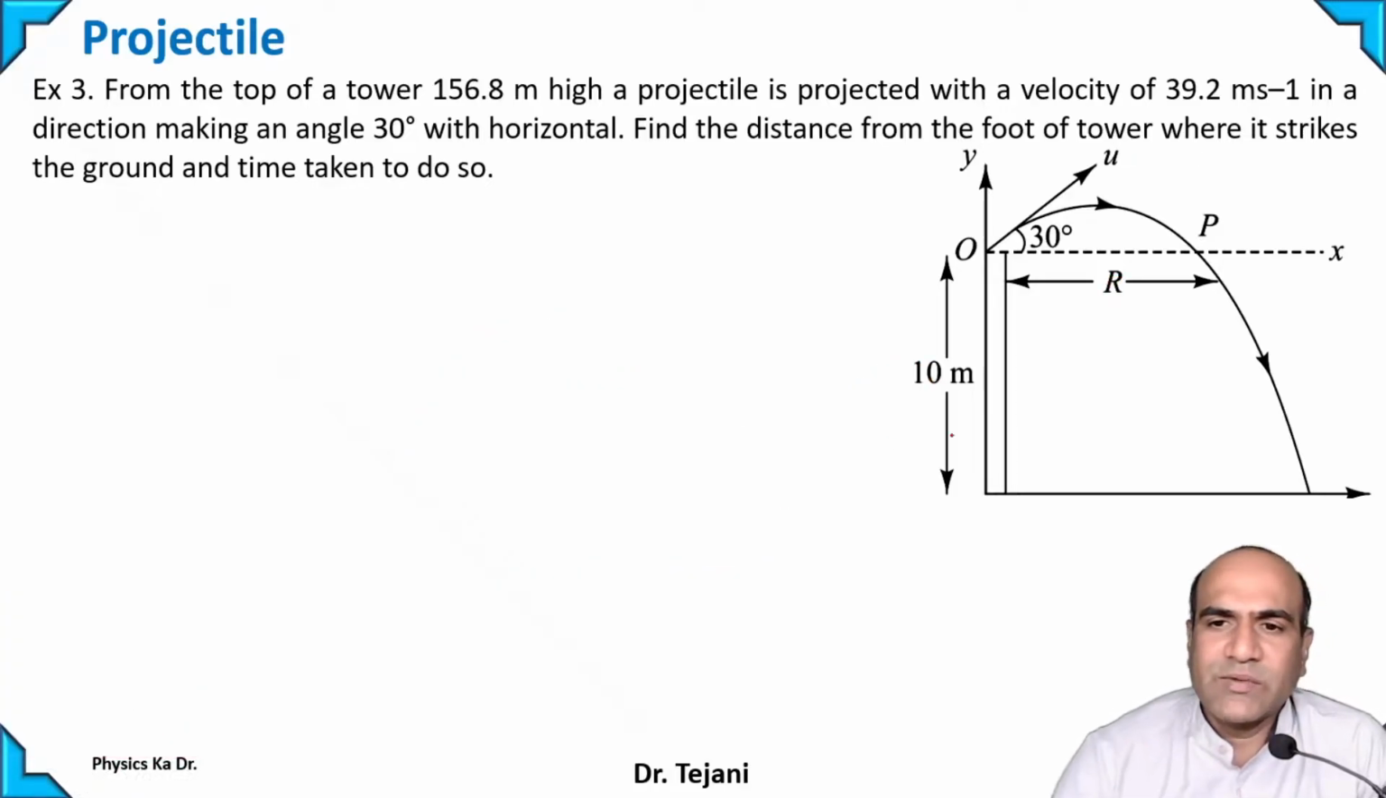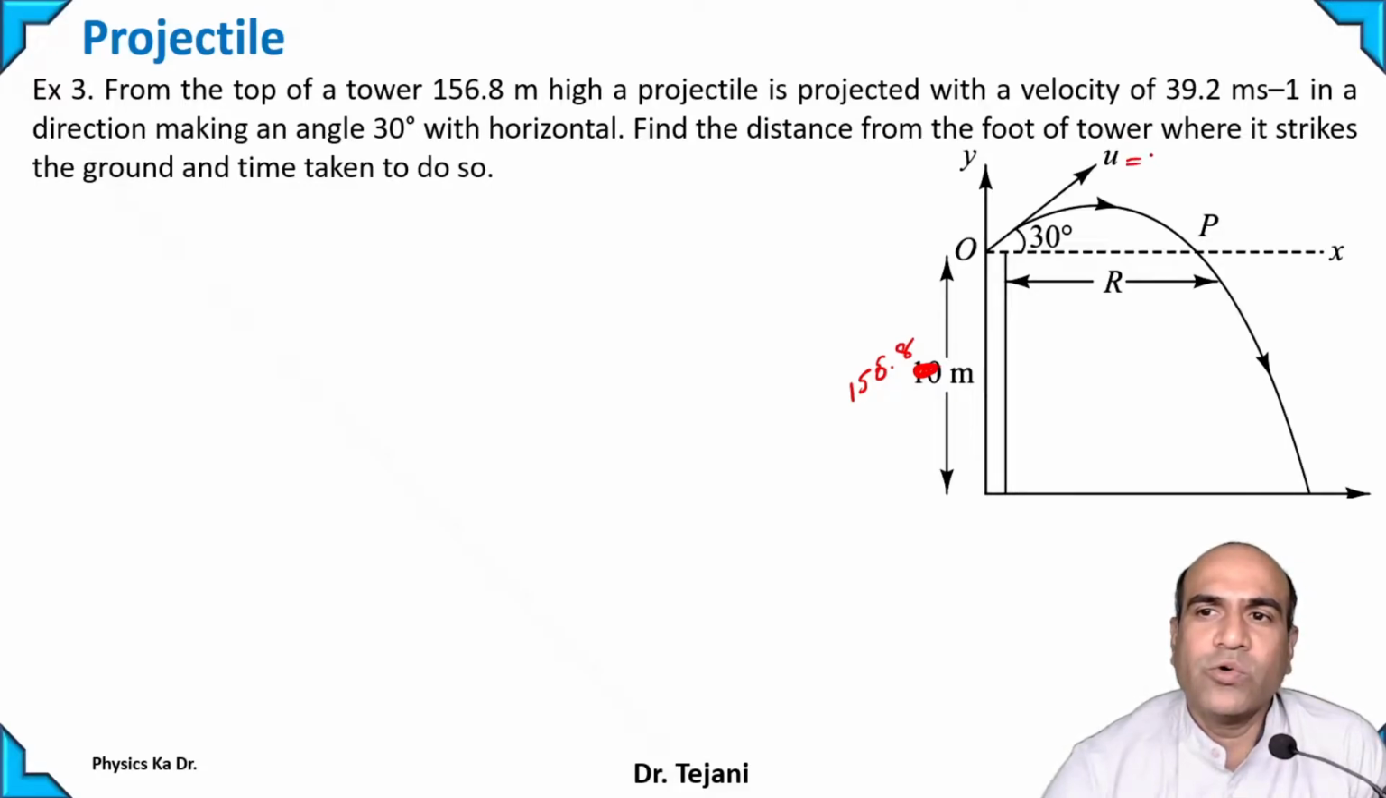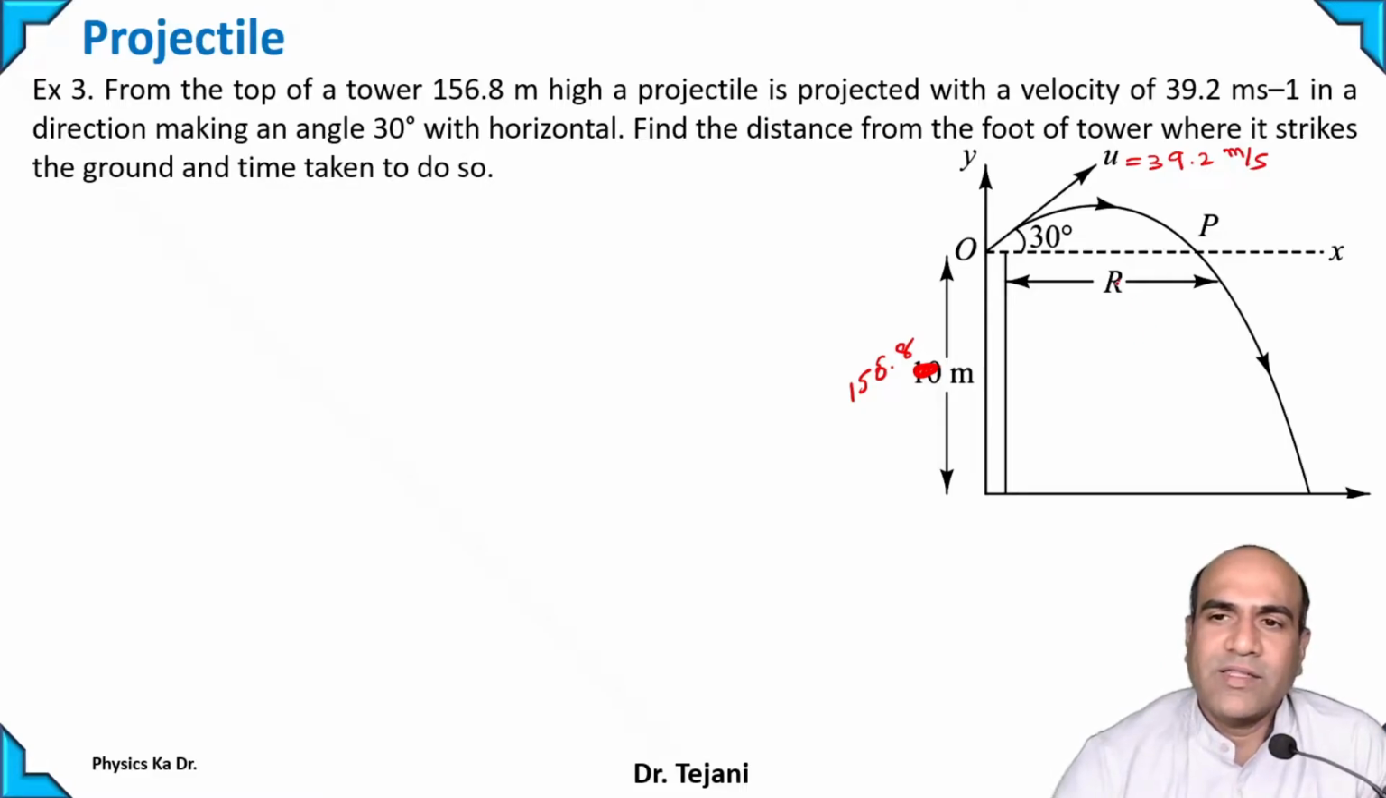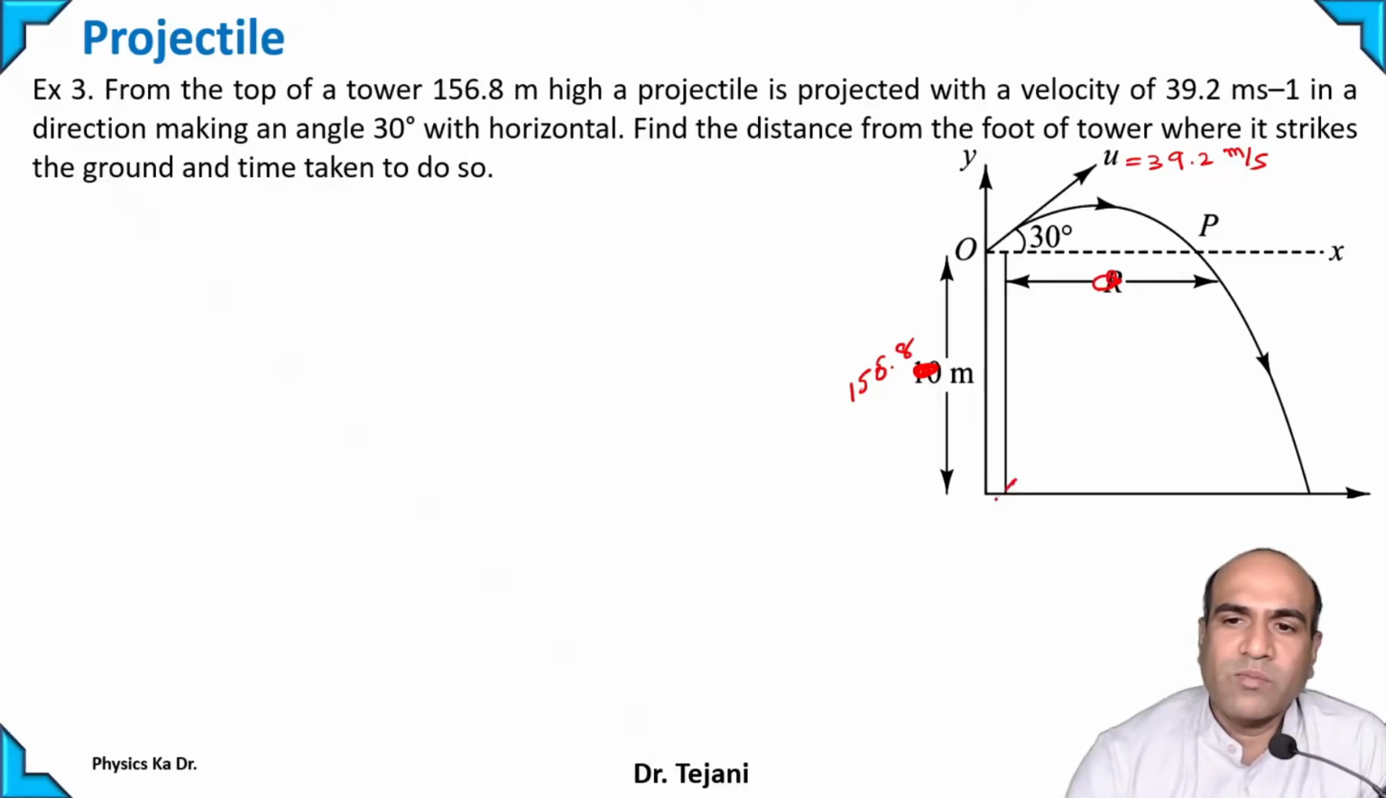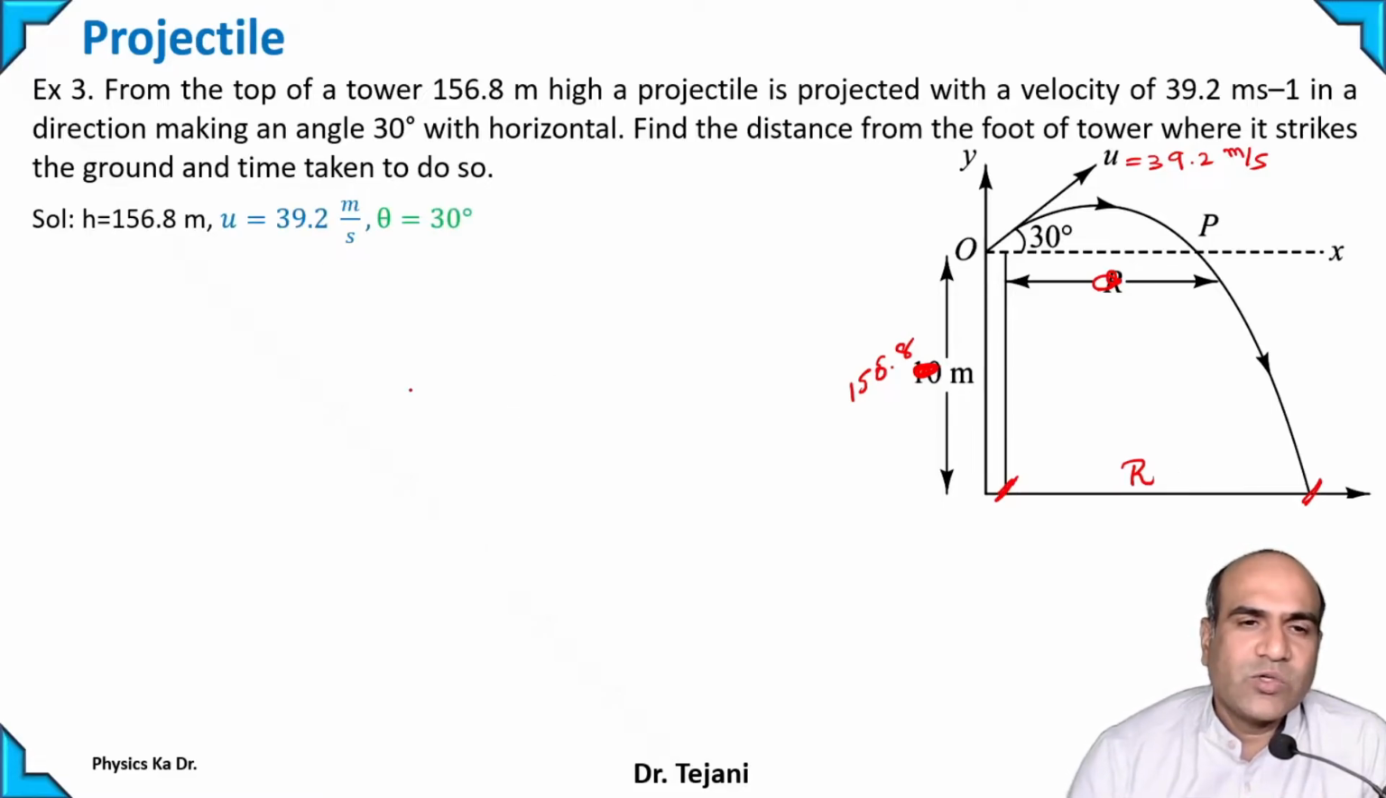Here a ready-made drawing is given to you, but you should bring your own drawing. So this is 156.8 meter height, and the object is thrown at 30 degree with u 39.2 meter per second. This is not R. Here it is given from the bottom base to where the ball strikes, so that is R. Now I think everything must be clear to you. We know that h is equal to 156.8. You can take this as negative. Fine. u is equal to 39.2 and theta is 30 degree.